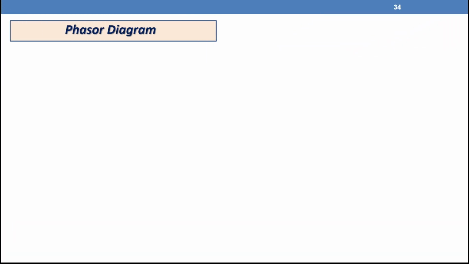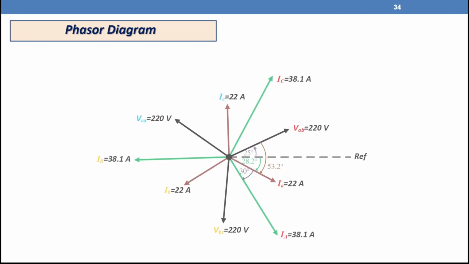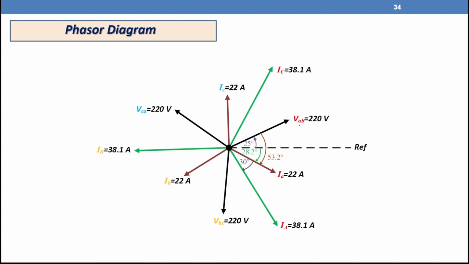What does the phasor diagram of the delta connected load look like? As we can see here, we have three voltages, VAB, VBC, VCA. They are shifted 120 degrees from each other. Regarding the phase current, we have 22 ampere shifted from the reference. The reference has angle 0, so VAB is shifted 25 degrees and I_a, small a, is 28.2 lagging.